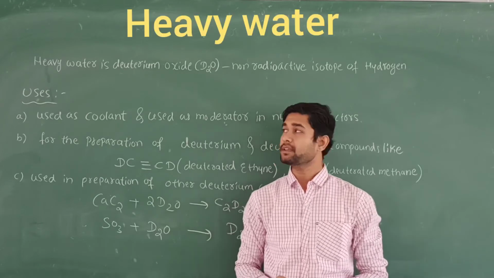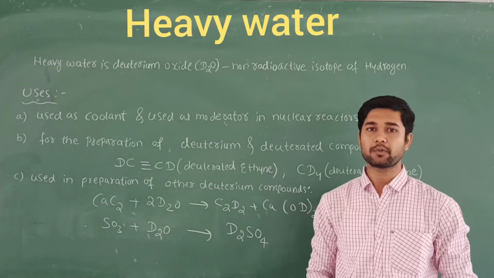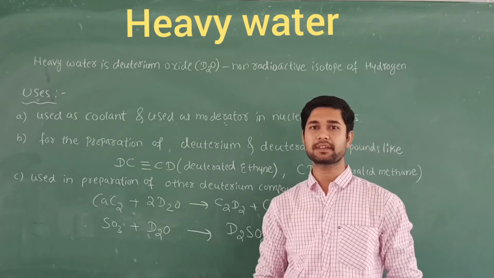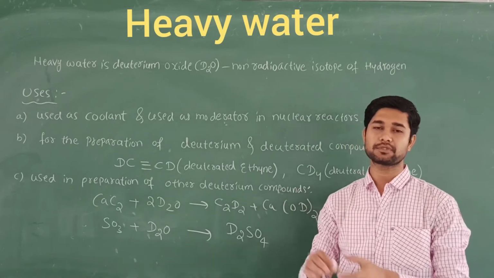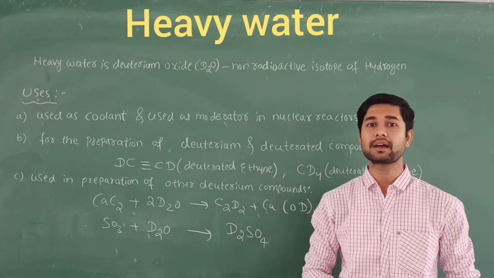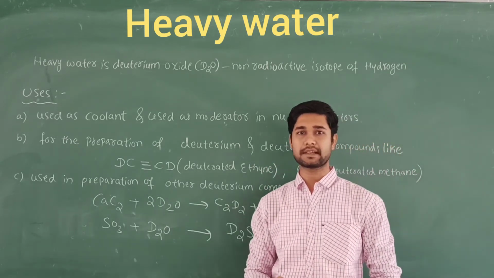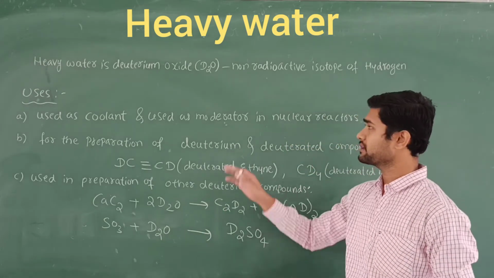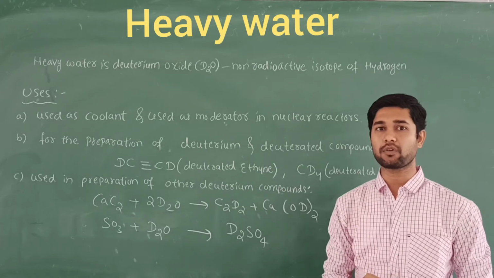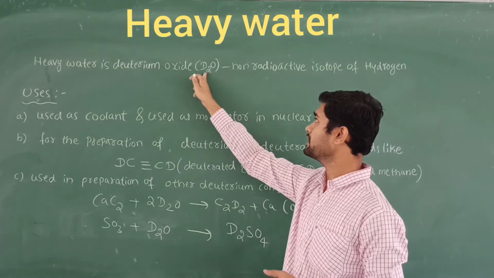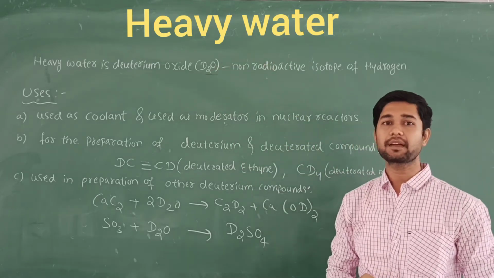Let's discuss heavy water, which we call D2O. D stands for deuterium compounds. This is the second type of isotope of hydrogen. Hydrogen exists in three forms, right? Protium, deuterium, and tritium. The second one we call the heavy one. So this is called D2O, which stands for heavy water.